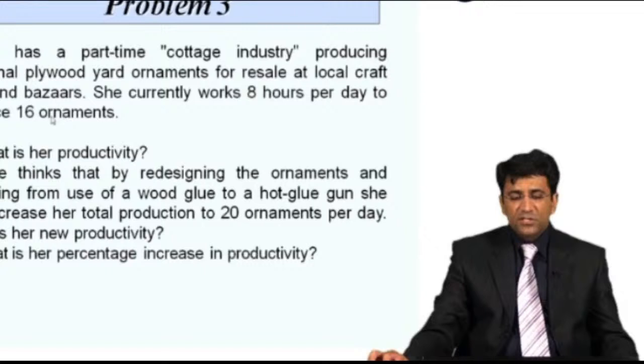Again, what will be the productivity? 16 divided by 8, that will be the productivity. That's so simple. Now she thinks that by redesigning the ornaments and switching from use of wood glue to a hot glue gun, she can increase her total production to 20 ornaments per day. What is her new productivity? Now students, again it is a verbal question. The new output is 20, so we will divide 20 by the same labor hours, that is 8 hours, so 20 by 8 will give you the new productivity.